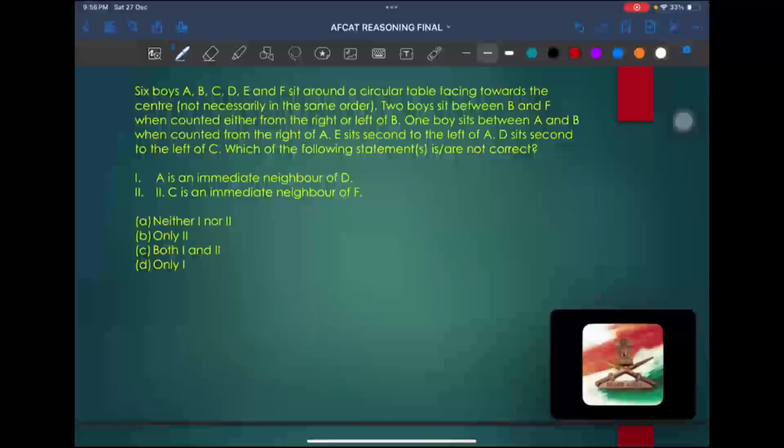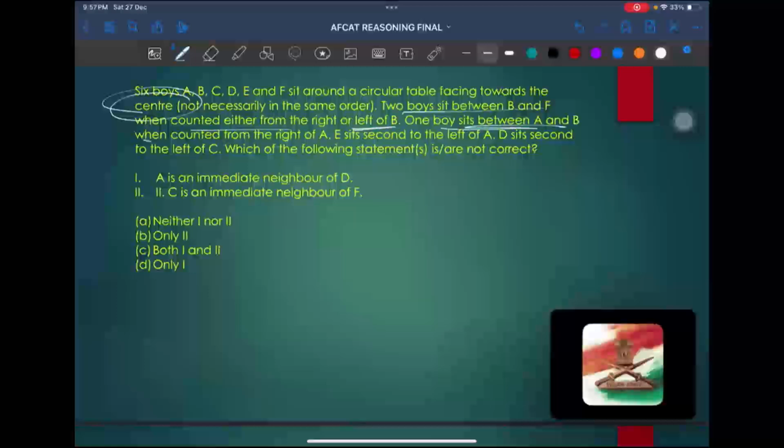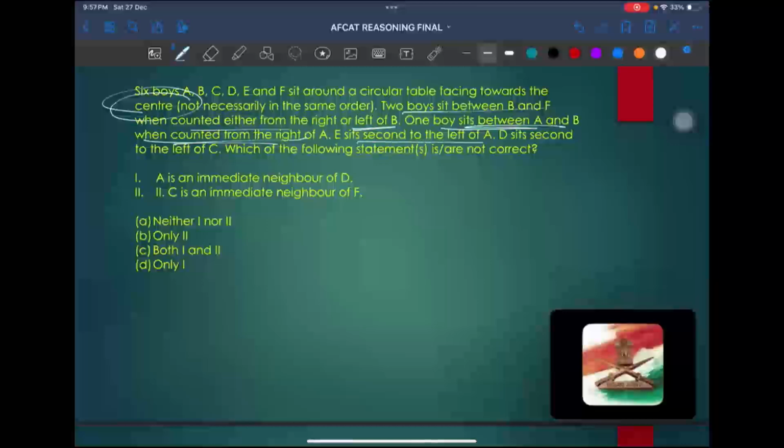Question is asking 6 boys A, B, C, D, E, F sit around a circular table facing towards center. First thing when you see the sitting arrangements, you just need to find out whether a person is sitting towards center or outside. Okay, not necessarily. Two boys sit between D and F when counted either from the right hand or left of B. One boy sits between A and B when counted from the right of A. E sits to the second left of A. D sits to the second left of C.